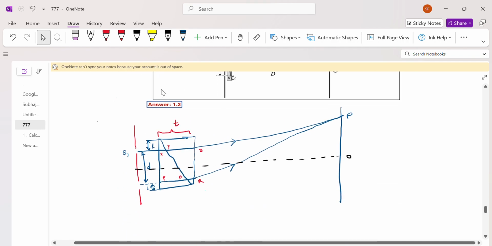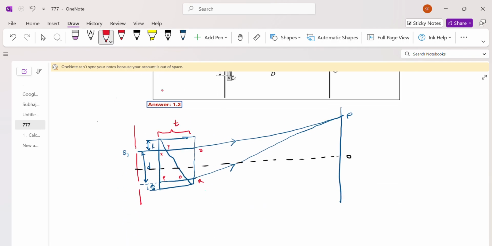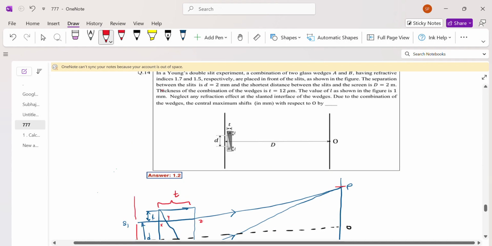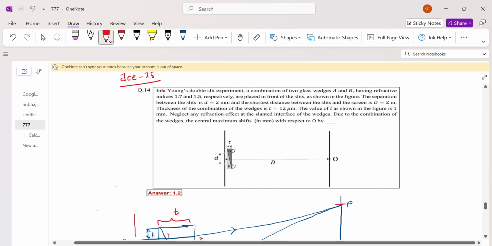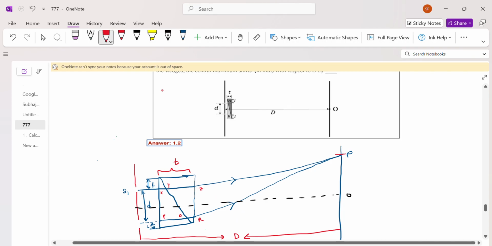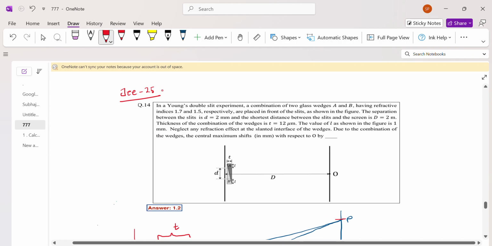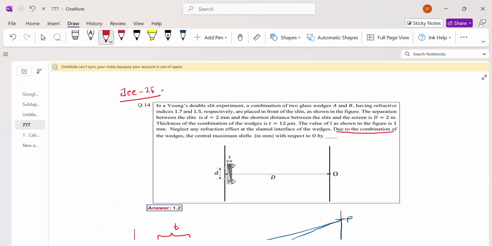To begin with, let's say this distance is given to be capital D, and let's consider any point P on the screen. This is a standard question on interference, and they have asked you to find the shift of the central maxima. The last line says that due to the combination of the wedges, the central maximum shifts, in millimeter, with respect to the point O by how much.